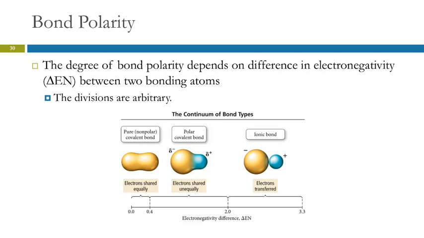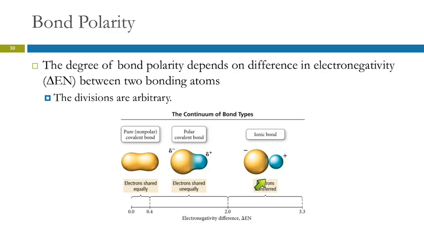That's the extreme. So we have a continuum here. So we can look at the difference in electronegativity. We often represent that as delta EN, so delta meaning difference, and EN short for electronegativity, because that's a really long word. So at one end, we've got equal sharing or close to equal sharing. In the middle, we've got sharing, but it's not equal.